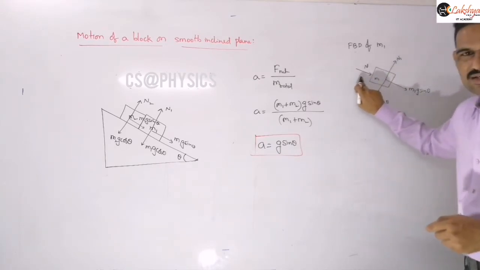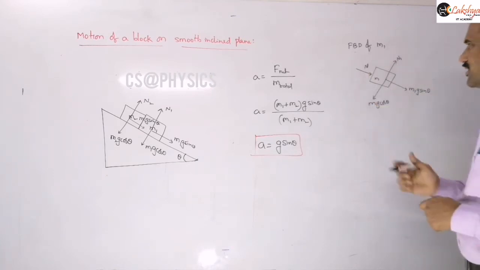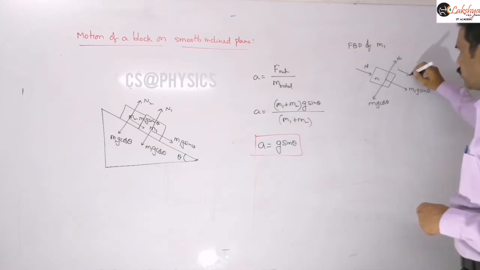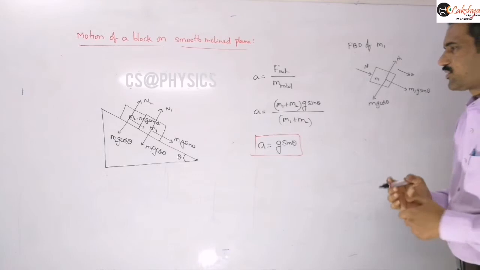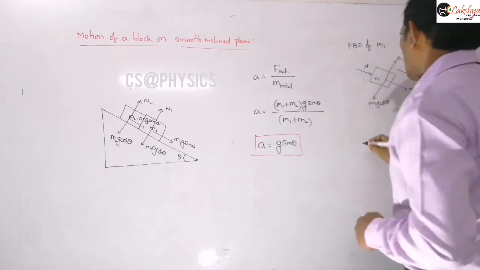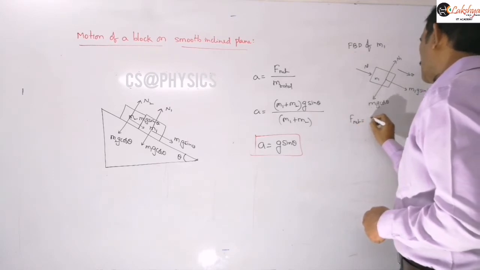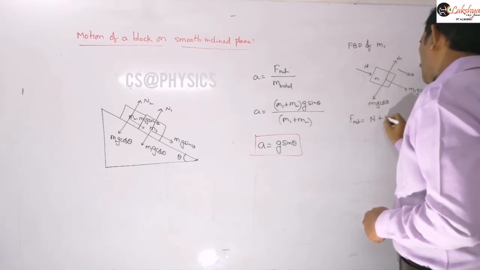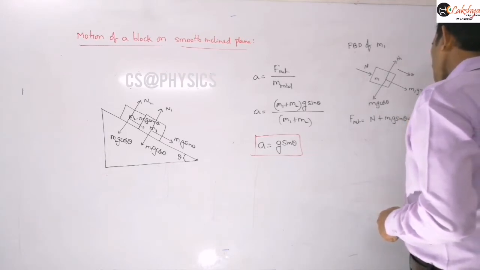We are assuming that the contact force between those two blocks is N, right? Now this block is sliding down with an acceleration of A. Therefore, let us write the force equation here. The net force equation, we can write this as N plus m1g sin theta is equal to ma.